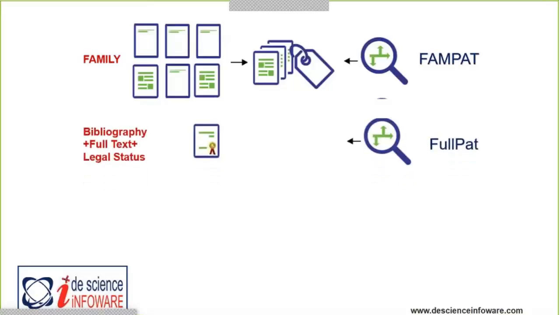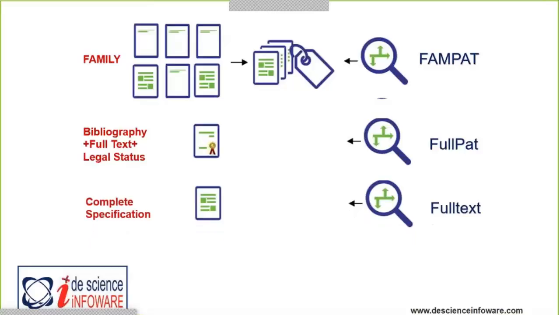Another database we have, which is included in your subscription, is called FullPat. So let's say you are doing FTO related analysis for a specific country and you want all the patents for that country itself. For the result which you get in FAMPAT for a jurisdiction, you can do a separate search in FullPat for that jurisdiction itself, which also includes full text and legal information, and everything is covered in that.